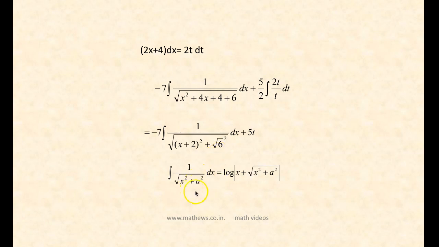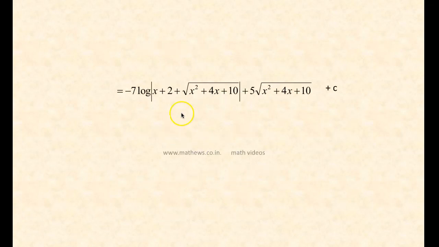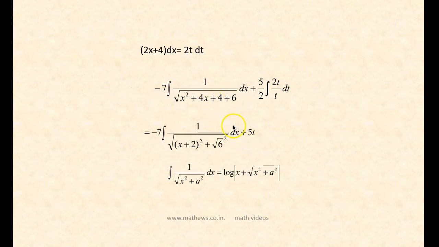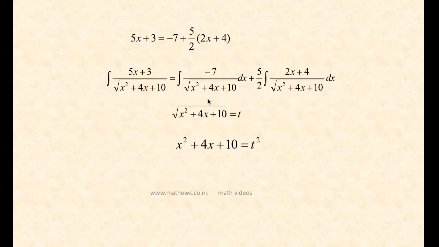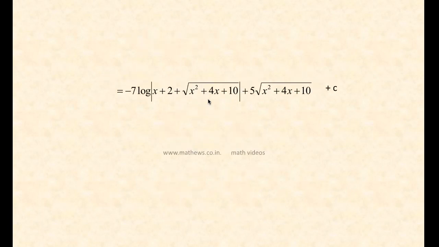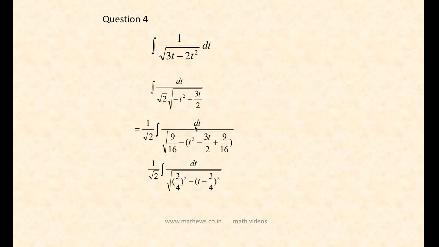Integral 1 by root x squared plus a squared is log mod of x plus root x squared plus a squared. So applying this formula, it becomes minus 7 log mod of x plus 2 plus root x squared plus 4x plus 10. Again substituting for t, which is root x squared plus 4x plus 10, this becomes 5 root x squared plus 4x plus 10 plus c, which is the required answer.